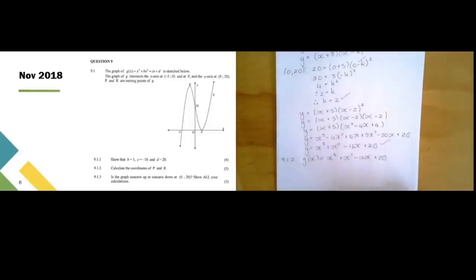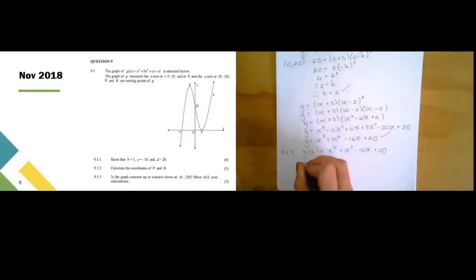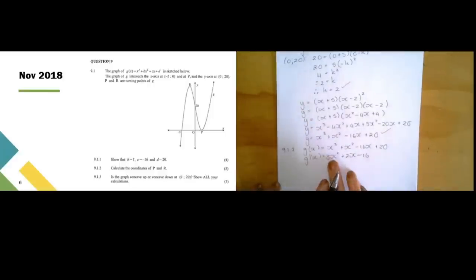How do I get the turning point? It's where the first derivative is equal to 0. So let's go get our first derivative. My first derivative: 3 times 1 is 3, x to the power of 3 minus 1 is 2. 2 times 1 is 2, x to the power of 2 minus 1 is 1. 1 times negative 16 is negative 16, x to the power of 1 minus 1 is 0. I can't differentiate 20. What do I know about this?